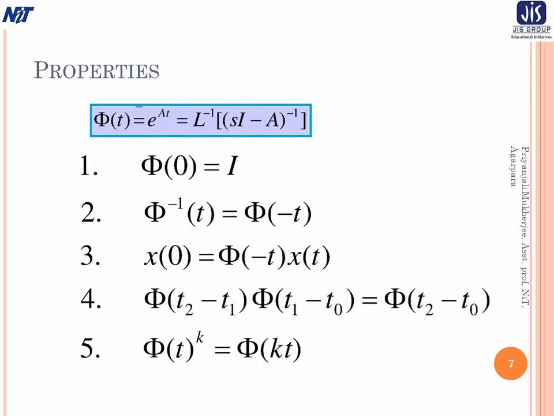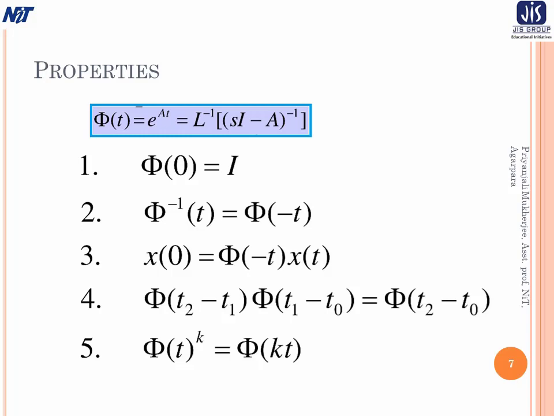So the state transition matrix has the following properties. First, phi of 0 is equal to the identity matrix I, because we know that phi of t is equal to e to the power At, and e to the power At can be written as the identity matrix plus At plus A squared t squared by 2 factorial, and so on. So if you put t equal to 0 in e to the power At, we get phi of 0 as the identity matrix.